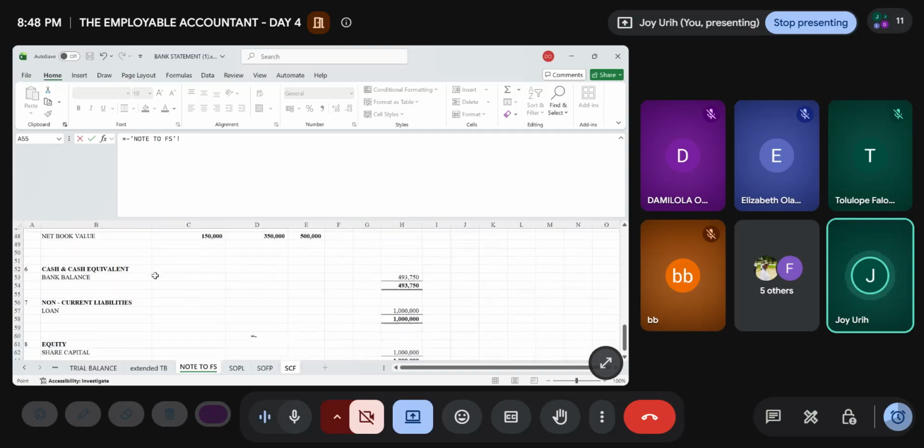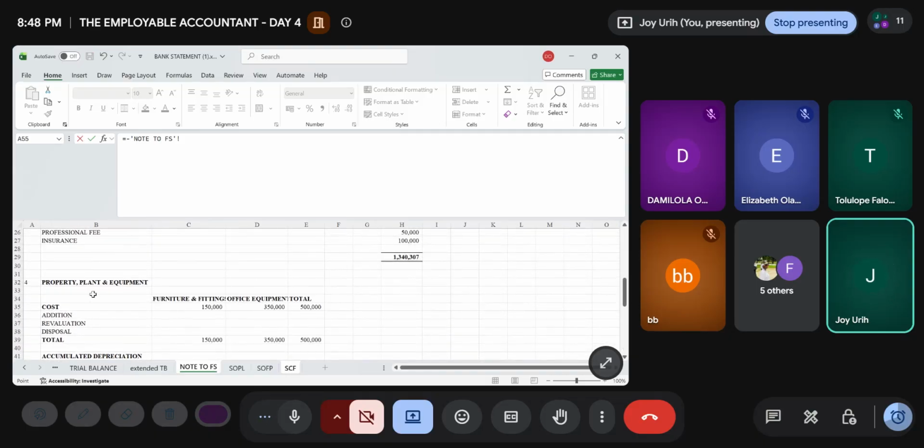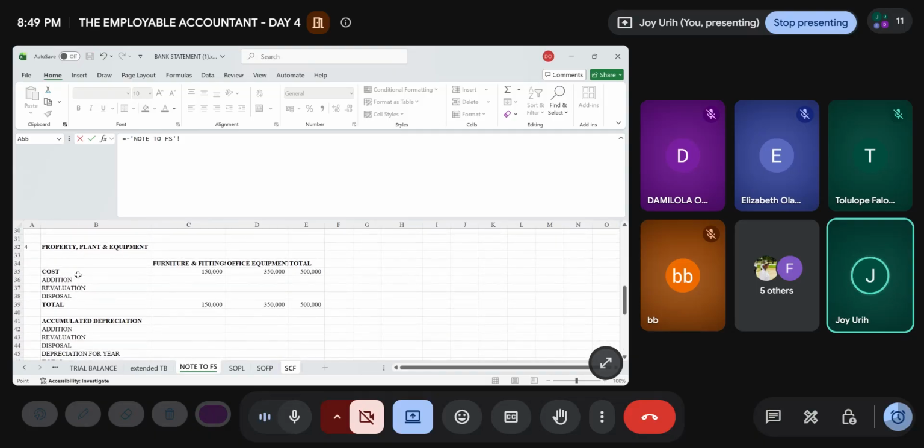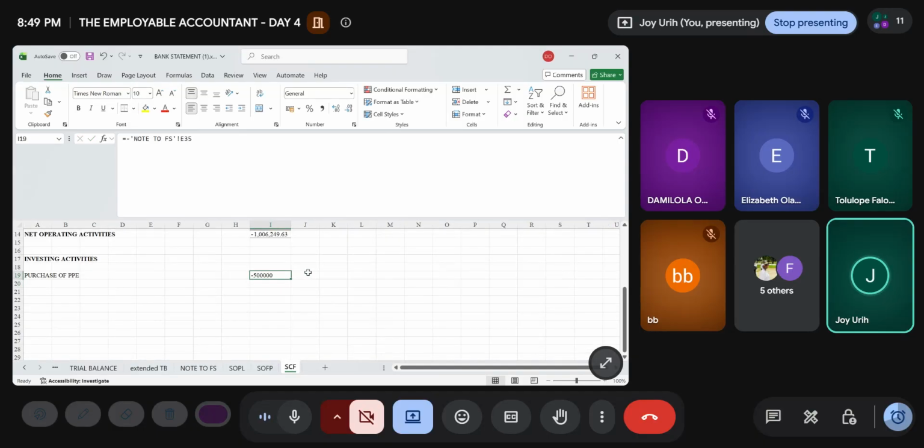Note 4, which is the note of PPE. So where do you pick the figure from? The addition. So this is a new company. We assume this is a new company, so they don't have any asset before. So we are picking this.